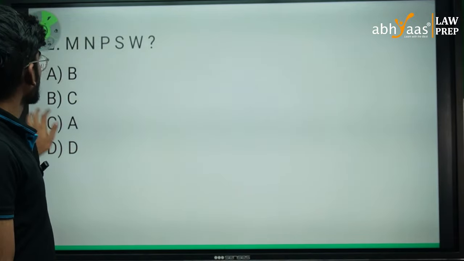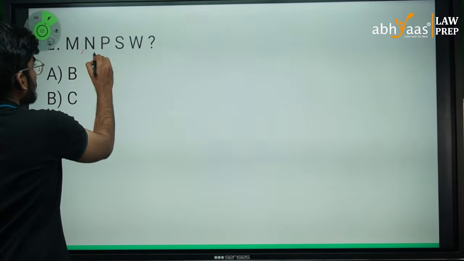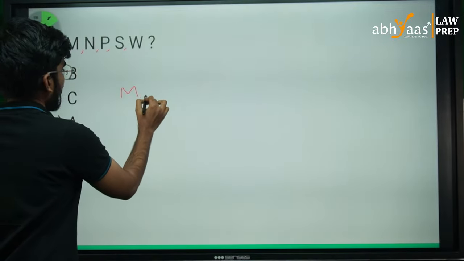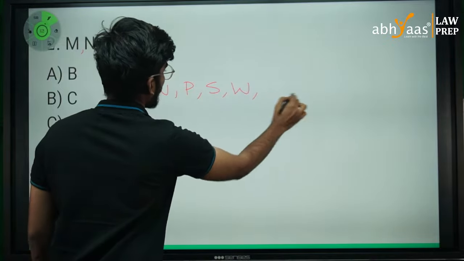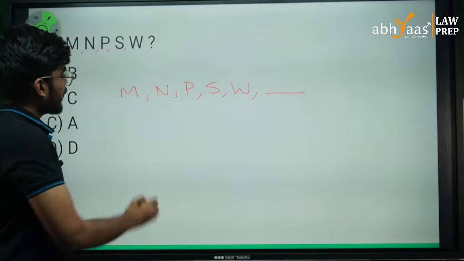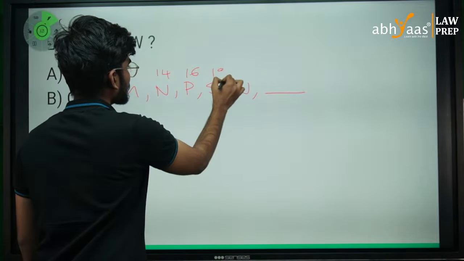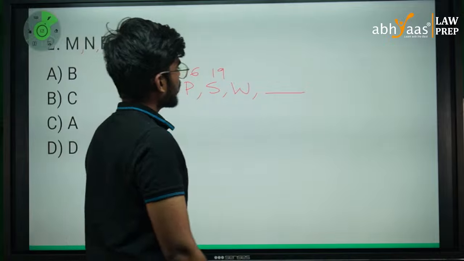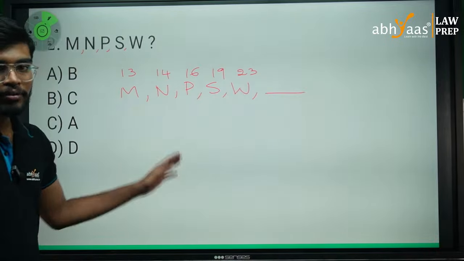Okay, M, N, P, S, W. In general, you will be seeing commas in between. M, N, P, S, W, and what is the next one? Write the numerical values: 13, 14, 16, S means 19, W is 23, with T, U, V, W in between. So it is 23. What have you observed here?